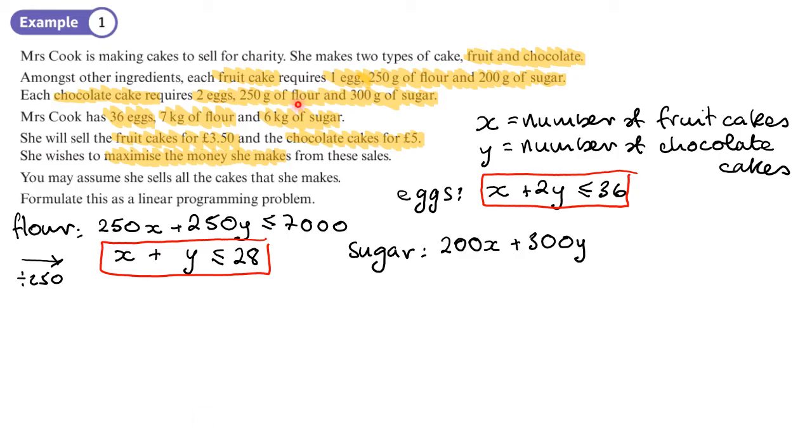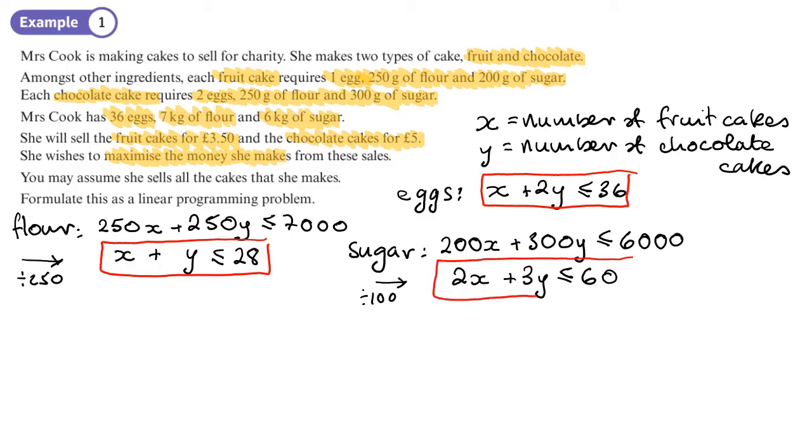Now how much sugar have I got? 6 kilograms, so I can use up to 6,000 grams of sugar. Again, I'm going to simplify this. I can divide everything by 100, and that will give me 2x plus 3y is less than or equal to 60. So that's my third constraint here, so let's just highlight there.